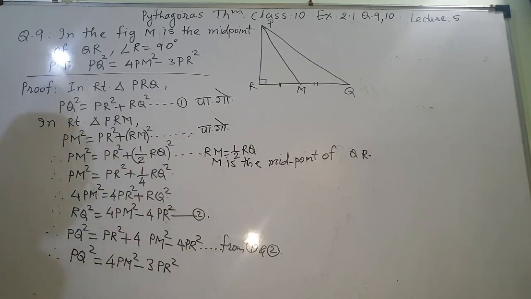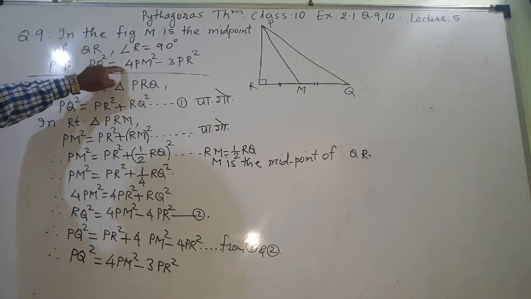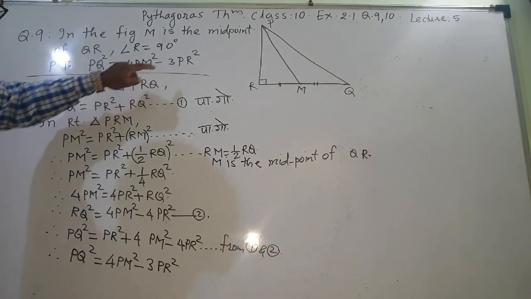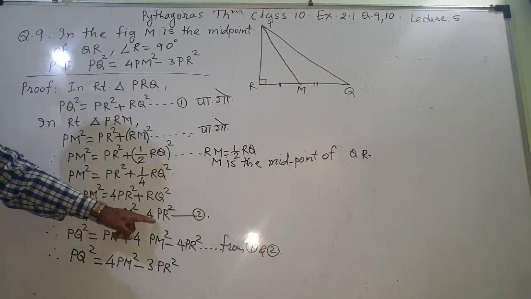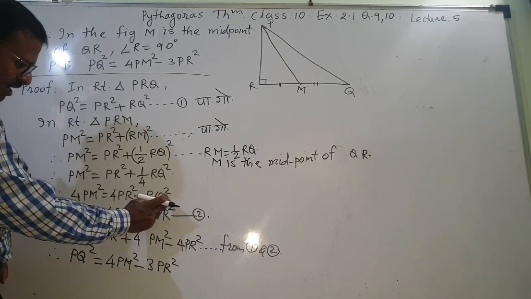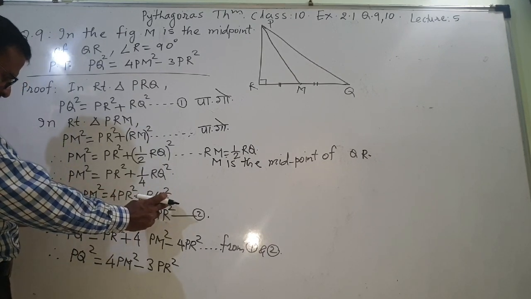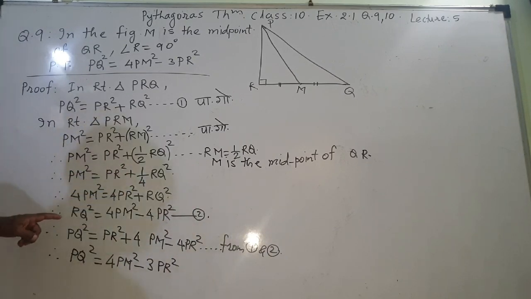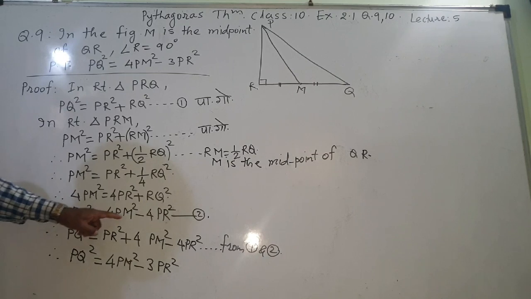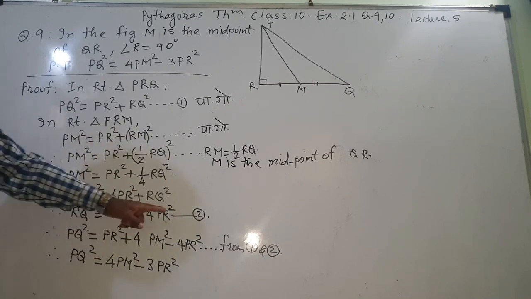Now what I want, once again I will look to the proof. In the proof I don't want RQ. So for RQ I will replace the thing. RQ square I have kept here. This I have shifted here. 4PM square minus 4PR square, written properly. So RQ square is equal to 4PM square minus 4PR square. This is number 2.